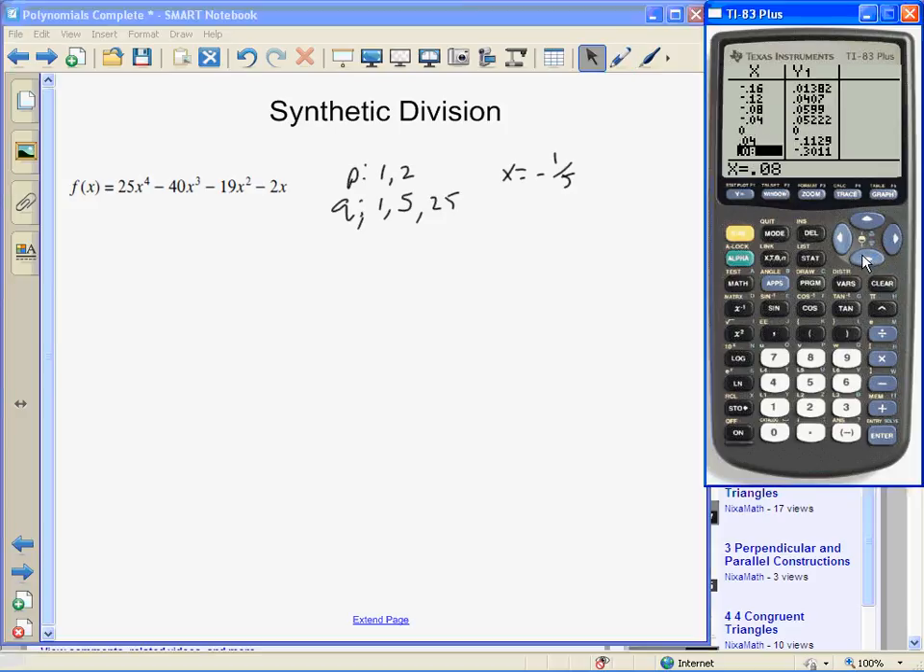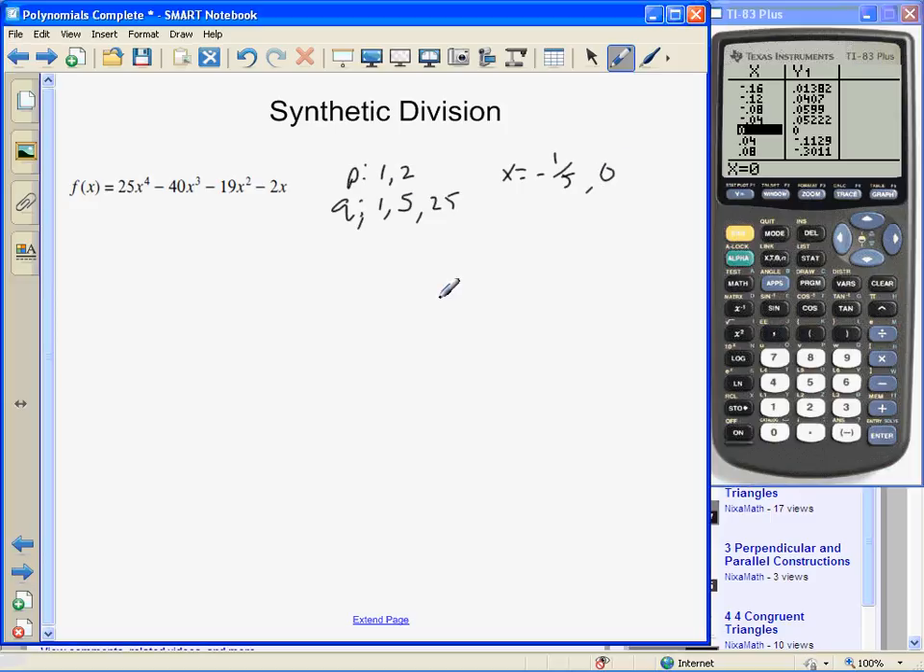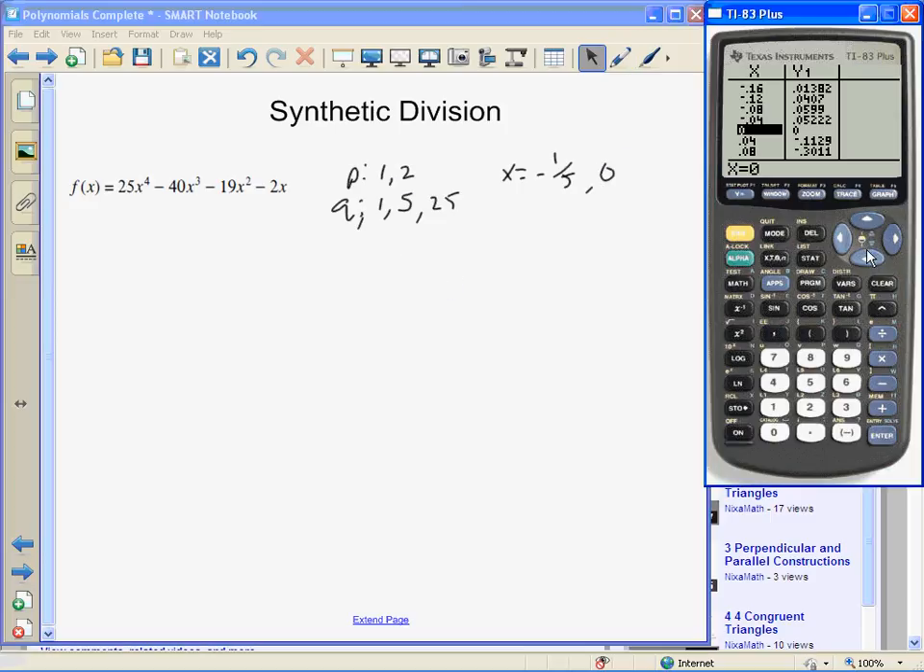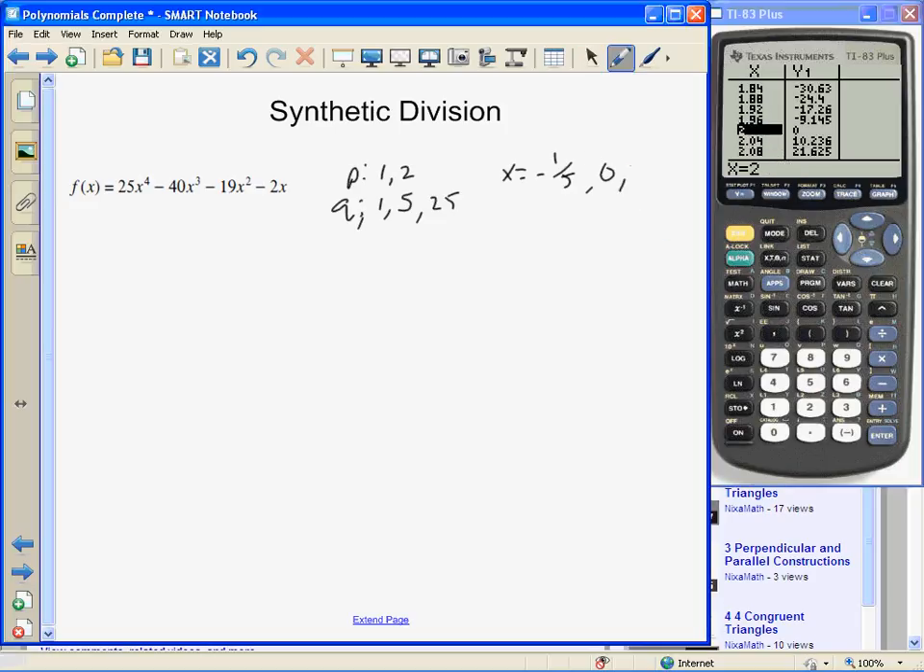Keep looking here. Oh, there's another one at 0. Okay, and that one should have been kind of obvious anyways, because I've got an x factor in all of these. So if I take an x out, that's where I'd get the 0. And I think I saw another one. Oh, there's the other one, 2. So I found 3 of my 4. So I'm going to want to divide these out to see where the last one is.